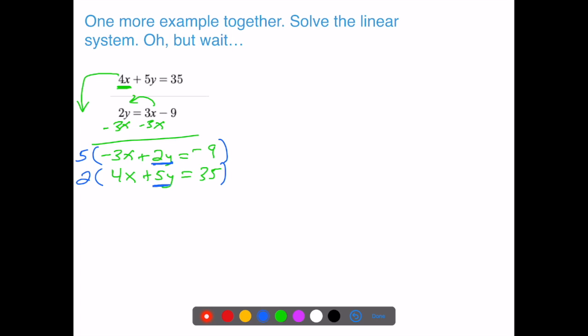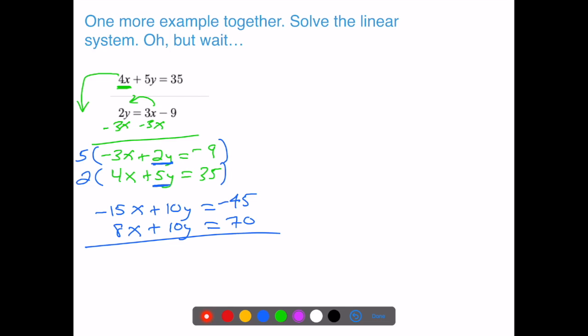So 5 times negative 3x is negative 15x. 5 times 2y is plus 10y. And 5 times negative 9 is negative 45. And now my second equation, 2 times 4x is 8x. 2 times 5y is plus 10y. And 2 times 35 is 70. And right away you can see we accomplished our goal because the 10y's are the same, so we can eliminate that. So I need to get rid of it.